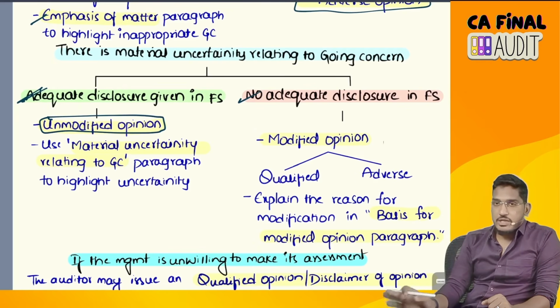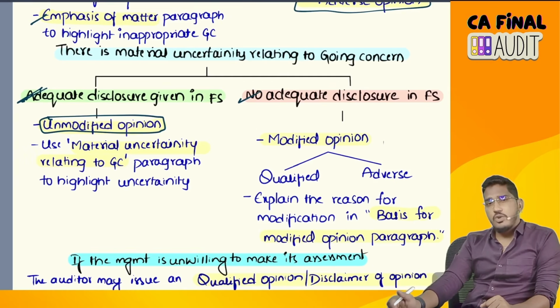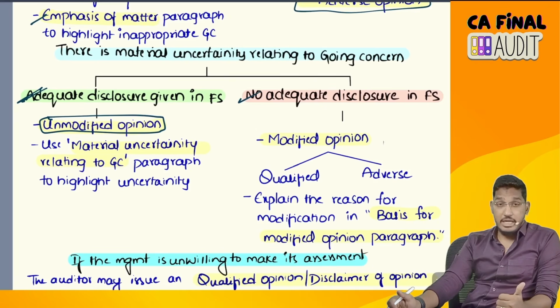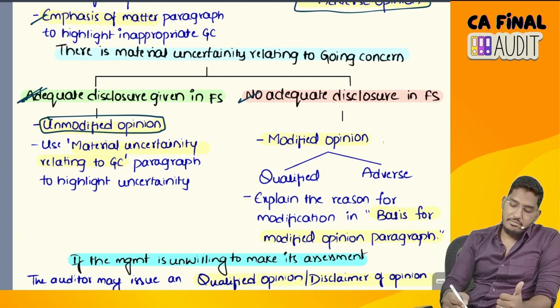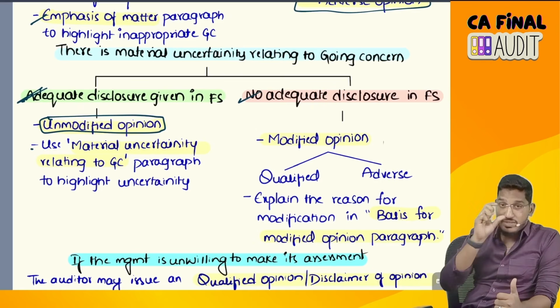But here also, even though the management has explained and adequately disclosed that information in the financial statements, don't you think it is very much fundamental to users' understanding of the financial statements? Yes. Generally, if you want to highlight it, we should have used an emphasis of matter paragraph. But here the standard has specifically told, don't use the emphasis of matter paragraph, use the material uncertainty related to going concern paragraph. Use a separate paragraph.